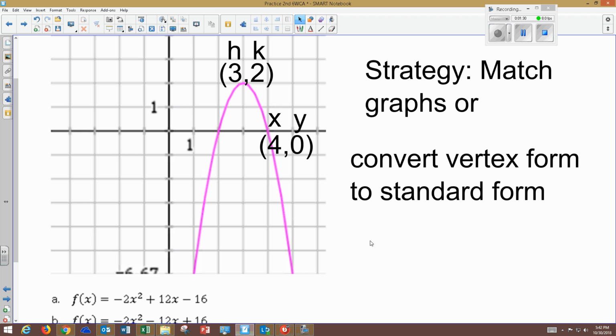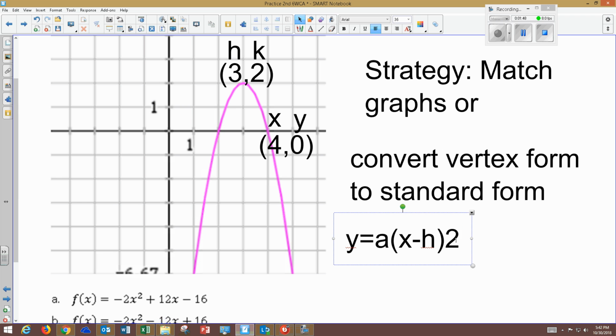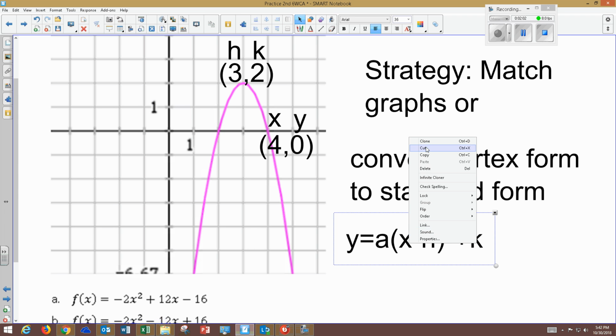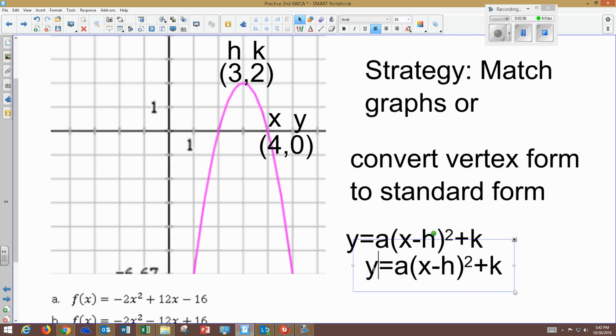So what's our vertex form? Vertex form is, again, y equals a times (x minus h) squared, plus k. Well, let's substitute all our values in here. We don't know what a is, but we do have a y value of 0, an x value of 4, an h value of 3, and a k value of 2.